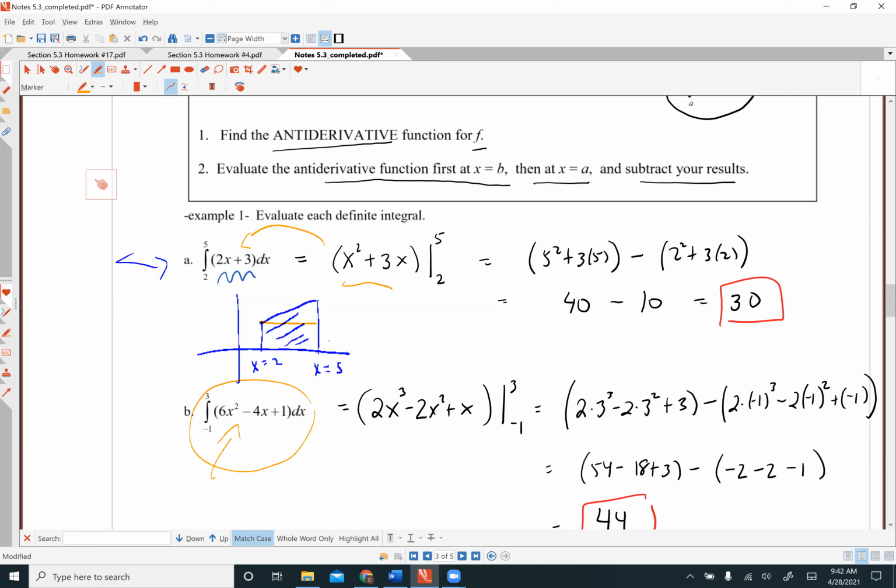Remember, a definite integral is where you find the antiderivative, but it has these numbers here, the upper limit and lower limit. Remember, that represents the area from -1 to 3 along the x-axis. So that's the part of the x-axis we're considering, and then we want to know the area bounded by the curve 6x squared minus 4x plus 1 from -1 to 3. And you just take the antiderivative, right? If you take the derivative of this function, 2x cubed minus 2x squared plus x, you get 6x squared minus 4x plus 1, right?